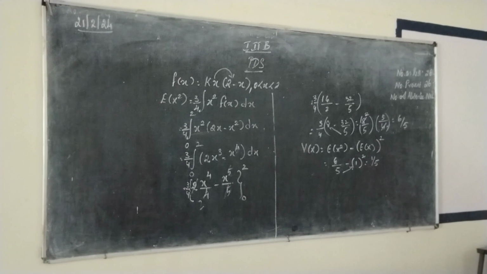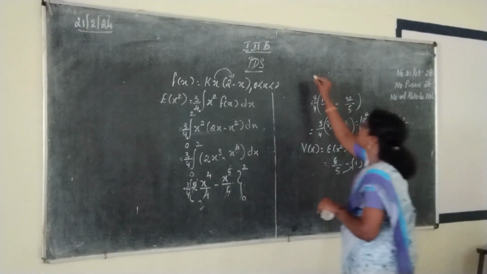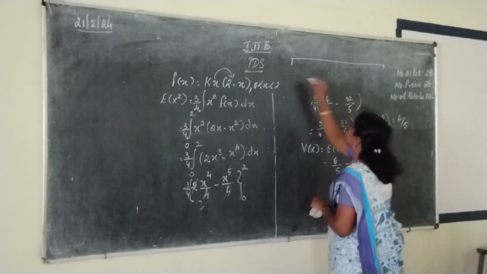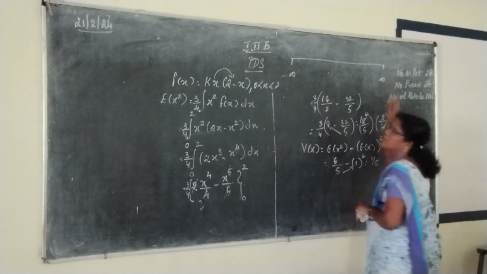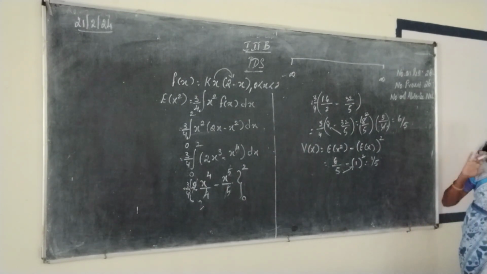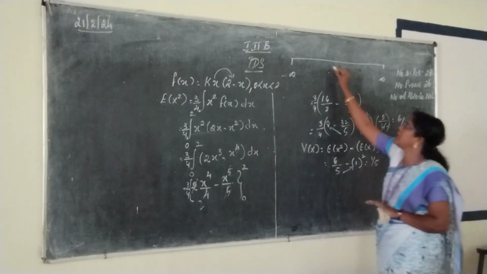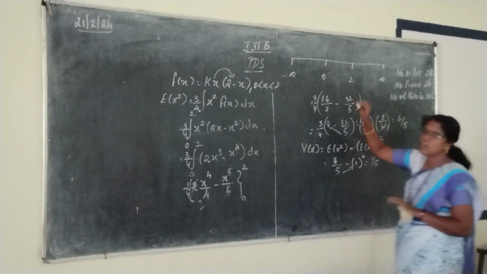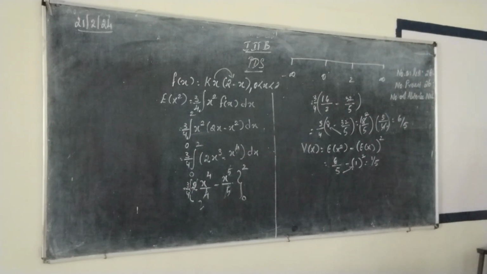It depends on how many intervals you have to discuss. Here f of x is defined in which interval? 0 to 2. It is defined only in 0 to 2. But the distribution function should be defined from minus infinity to plus infinity, for the entire range. So how many intervals do we split into? 3 intervals: the answer in minus infinity to 0, the answer in 0 to 2, and the answer in 2 to infinity.